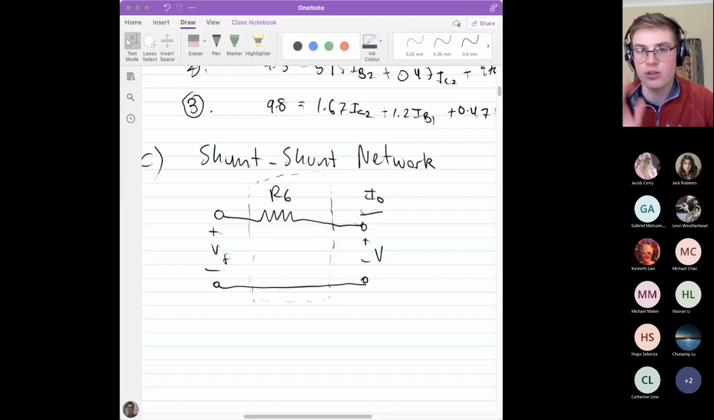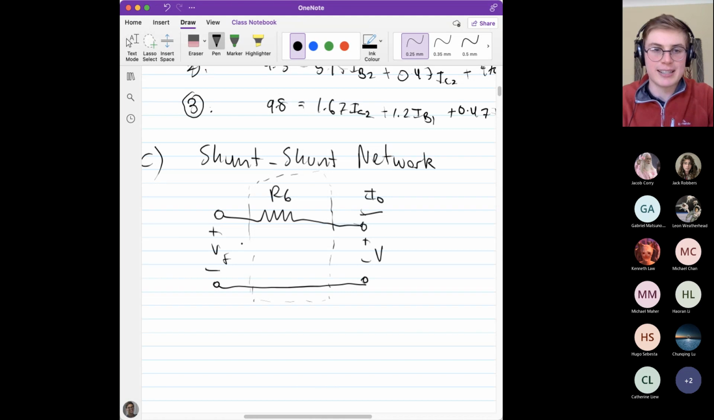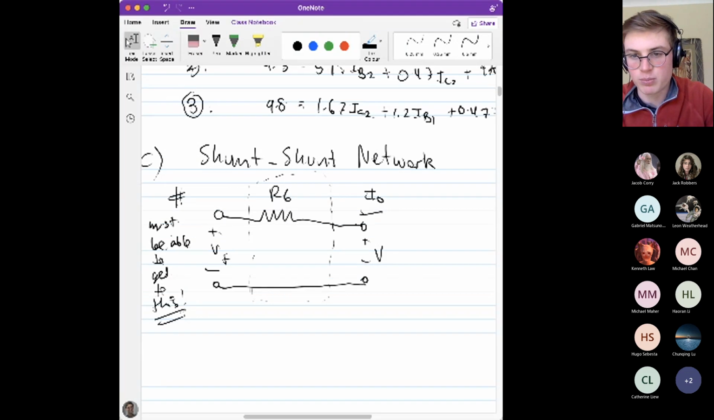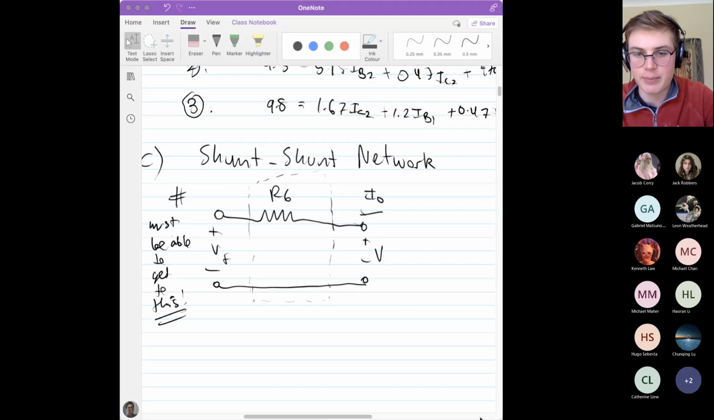Definitely check out all the tutorials that you can for determining these, because they can be tricky to get to this stage. You must be able to get to this. Once you can get to this, the two-port stuff is pretty straightforward. The hard part is just drawing out this circuit pretty much.